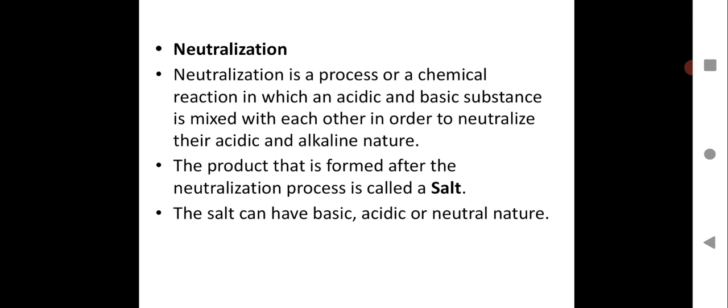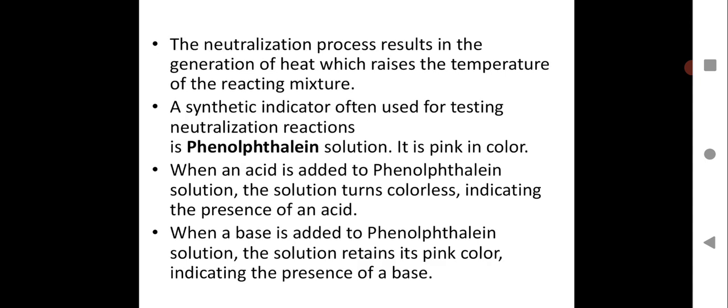So it depends upon the type of acid and base which you are using, but definitely they try to neutralize each other, because the nature of an acid and a base is completely opposite to each other. Please take this down, children. The neutralization process results in the generation of heat. When this happens, the test tube becomes warm and it raises the temperature of the reacting mixture.